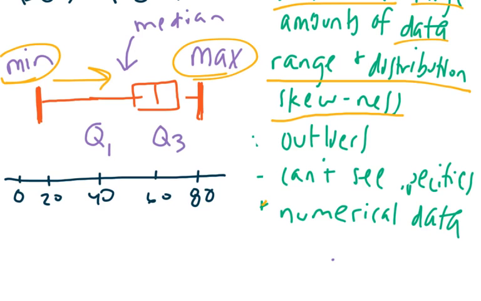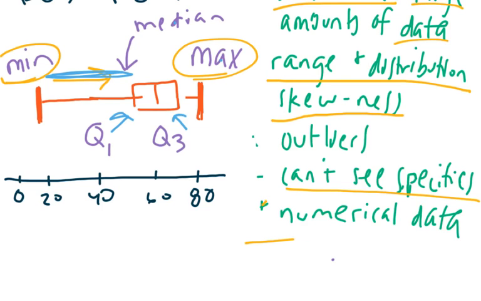And then finally, a disadvantage actually of box plots is that we can't really see specifics. So we can't see how many values there are within a certain range. So for example, within this range right here, I don't know how many values there are. Maybe there are only 2. I don't actually even know how many values there are in this whole data set because I only know the minimum, median, maximum, and then Q1 and Q3. I don't know exactly what the specific values are.